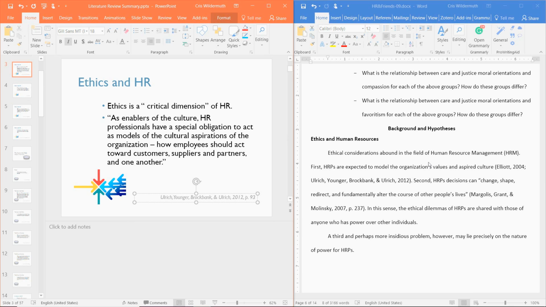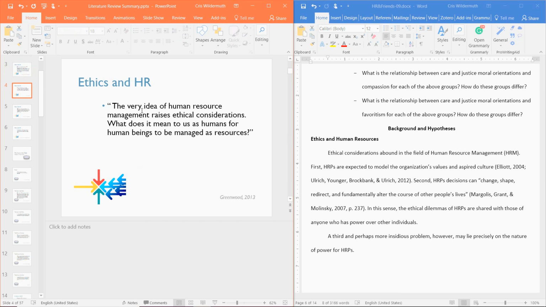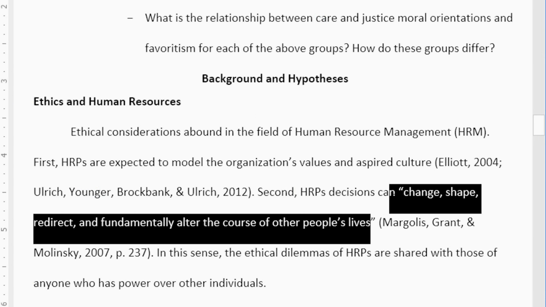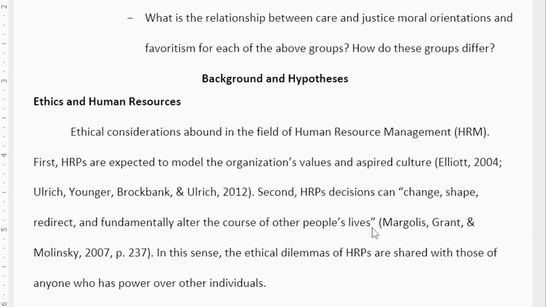And then here, there is someone else who said that managers have the potential to change, shape, redirect, and fundamentally alter the course of other people's lives. So then here it is. Second, HRPs' decisions, HRPs being human resource professionals, can change, shape, redirect, and fundamentally alter the course of other people's lives. Of course, because this is exactly from this article, I didn't paraphrase it at all, so there are quotation marks and page numbers that I had already included here.